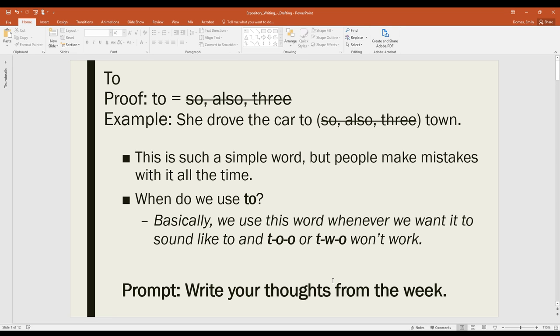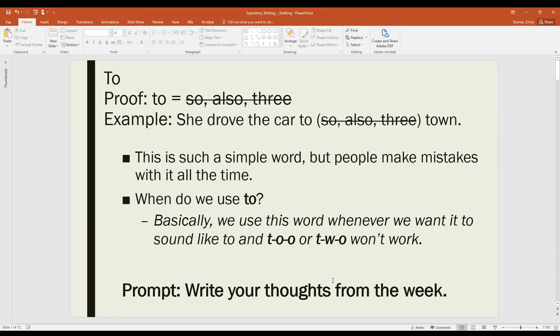Hi, boys and girls. Today you're going to be doing a self-paced lesson after you completed your REN 360 assessment. So the first thing you're going to do is get your journal out and complete your Grammar Keeper's chart for the word "to." Your proof for "to" is "so, also, three." So basically it's everything else minus O.